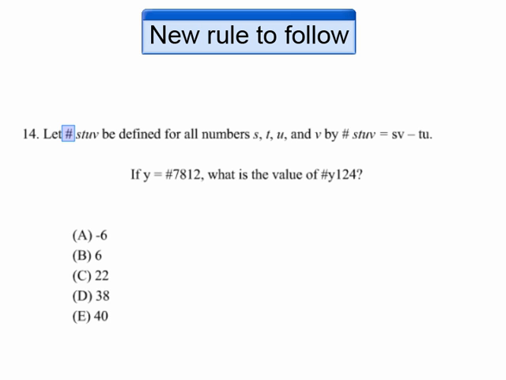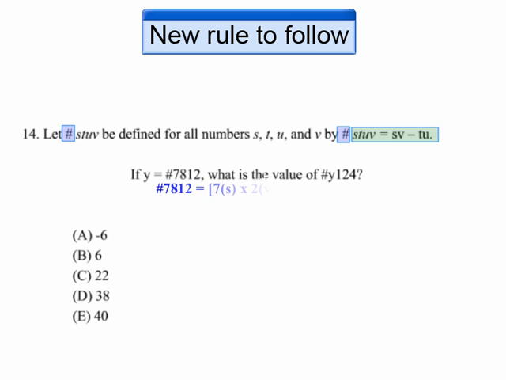And they give you pound STUV is defined, STU and V, by pound STUV equals SV minus TU. Then they give you, if Y equals pound 7812, what is the value of pound Y124? Looks like a tough problem. It is a tough problem until you say, okay, I've got new rules to follow, so I'm going to go through step by step. Okay, first I'm going to have to solve for Y.